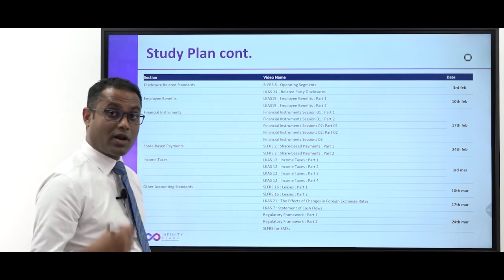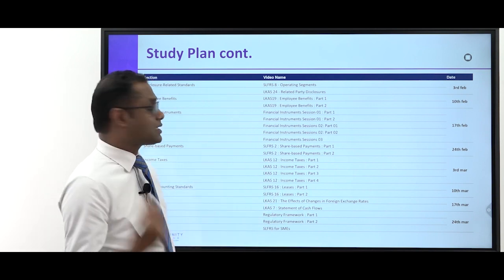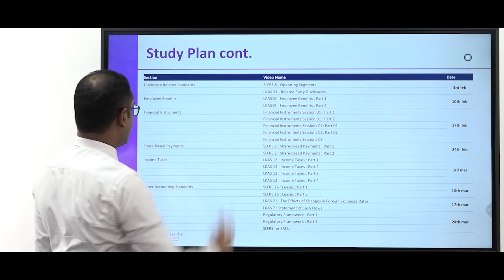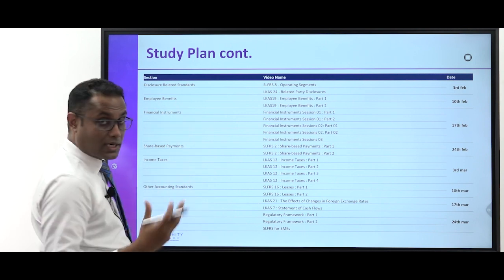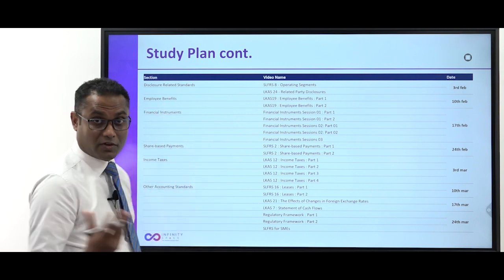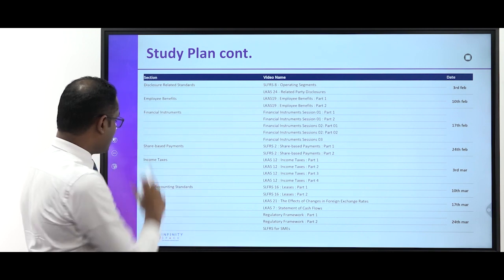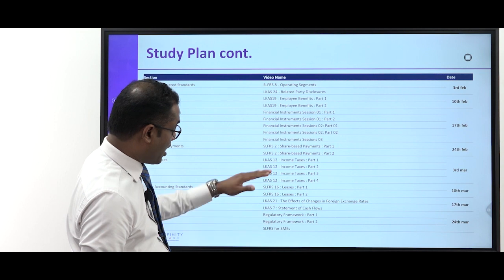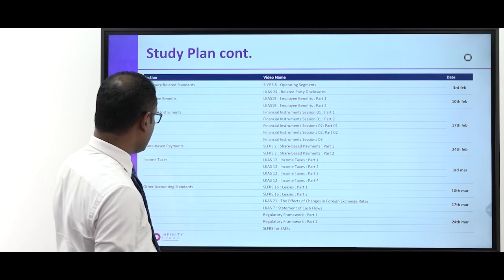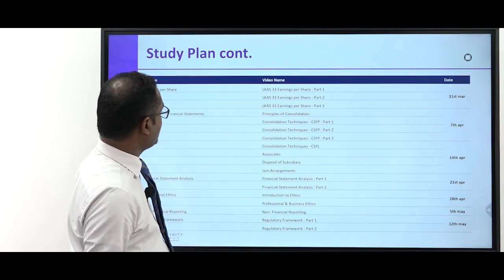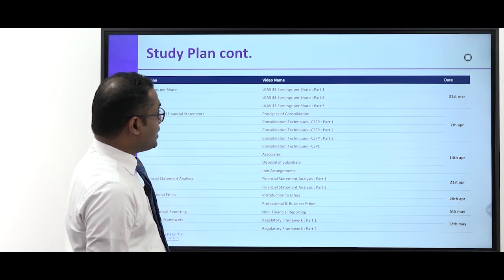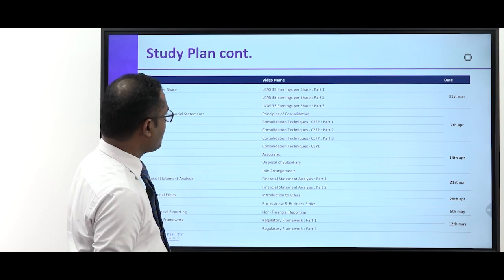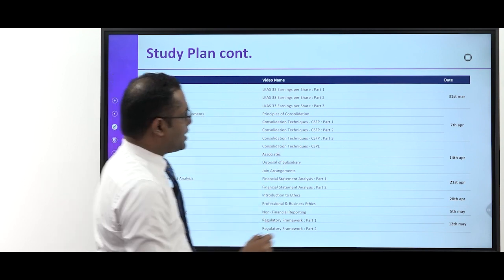As mentioned, first of all, I am covering all the accounting standards. Then you have disclosure related standards, a couple of standards there. Employee benefit related standard, financial instruments, one of the important standards. Share-based payments, income taxes, other accounting standards, where again you have a number of accounting standards under the other accounting standards. So this is the third slide with regard to the study plan. Earnings per share.